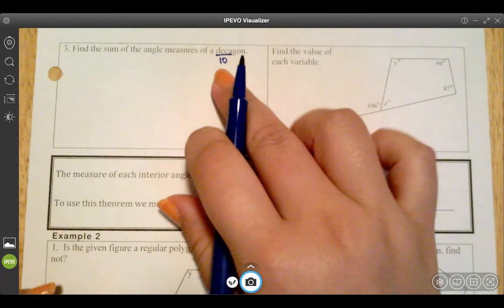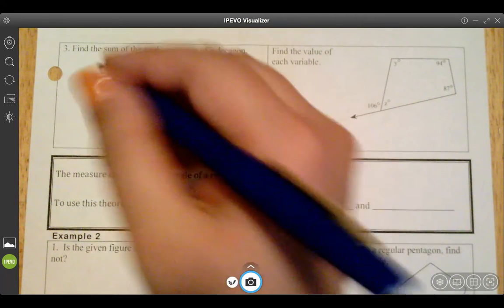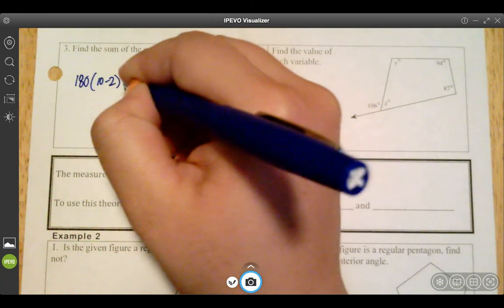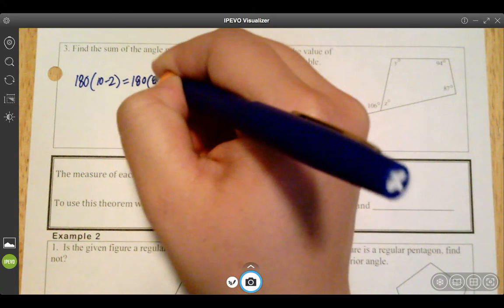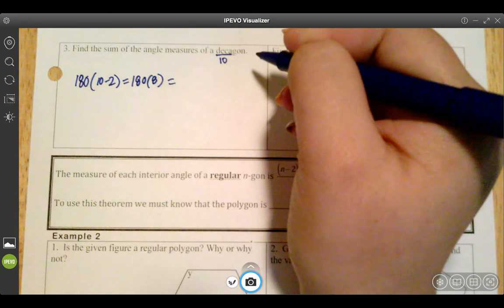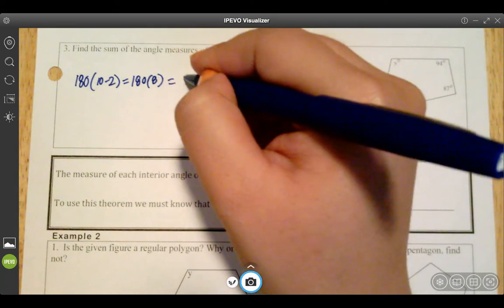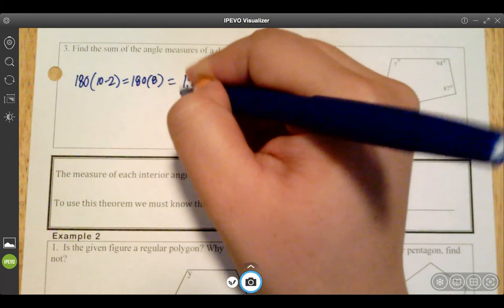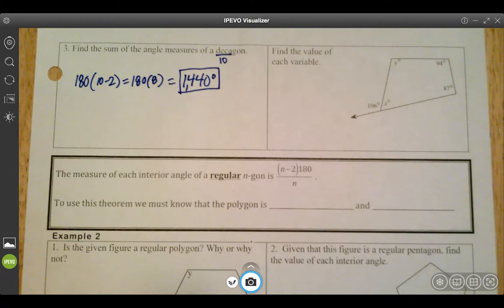So to find the angle sum, 10 sides means we're going to do 180 times 10 minus 2, which is 180 times 8. Put that into the calculator, you should get 1,440 degrees. This time we weren't looking for a specific angle, we were looking for the sum. So we're going to leave it with the 1440.